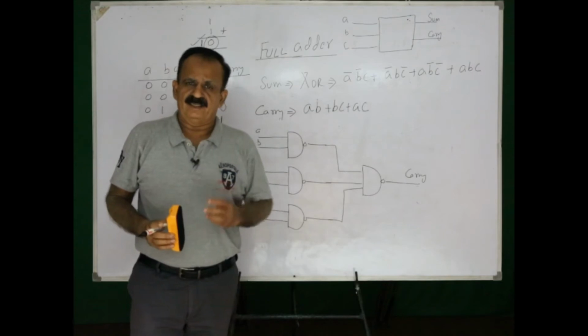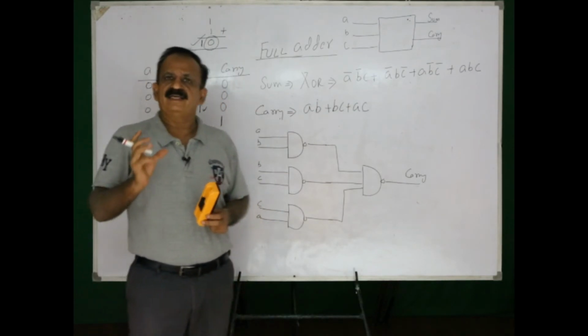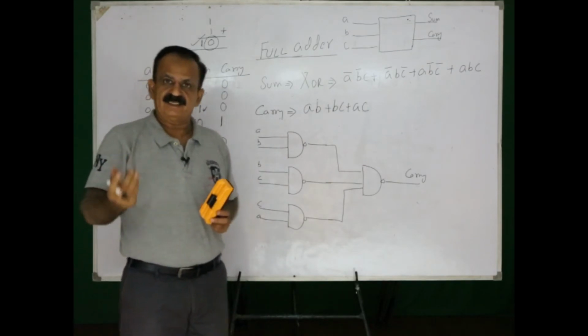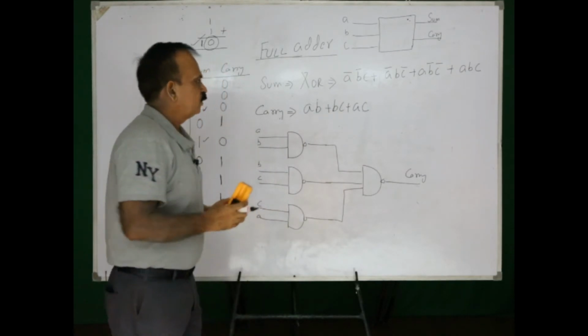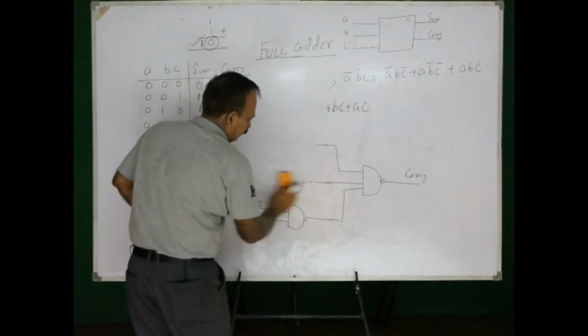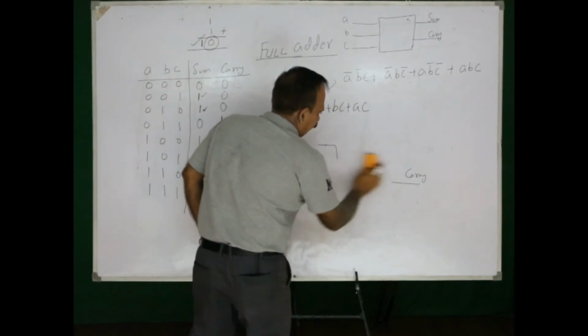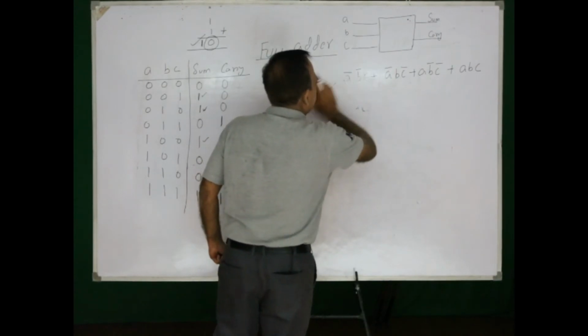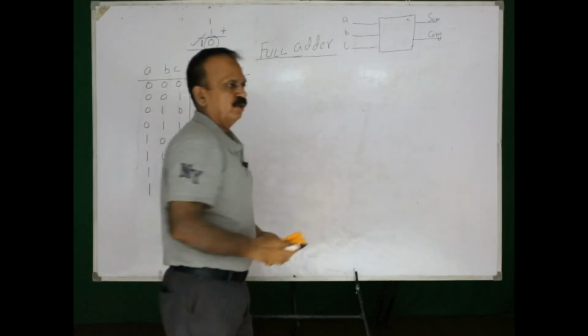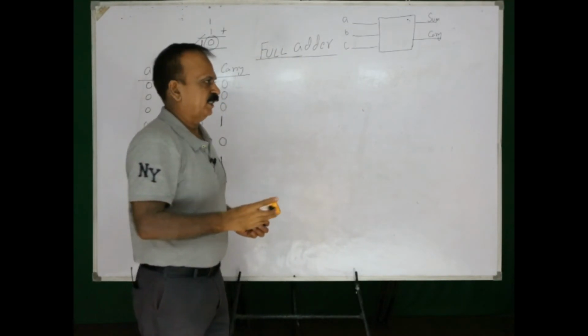One very important thing is, I said half adder is a circuit which is used to add 2 bits at a time, and full adder is a circuit which is used to add 3 bits at any time. Now I will try to implement the full adder circuit by using half adders.